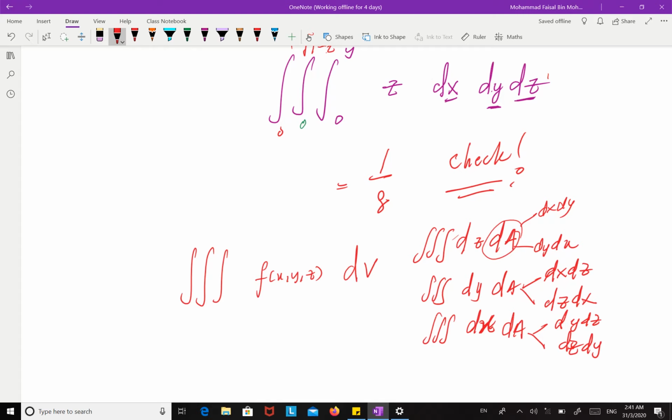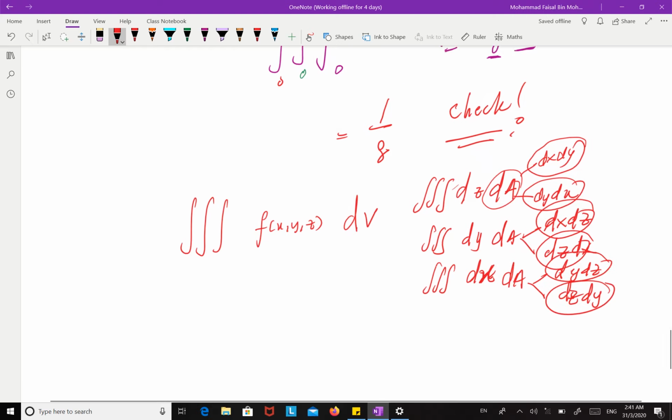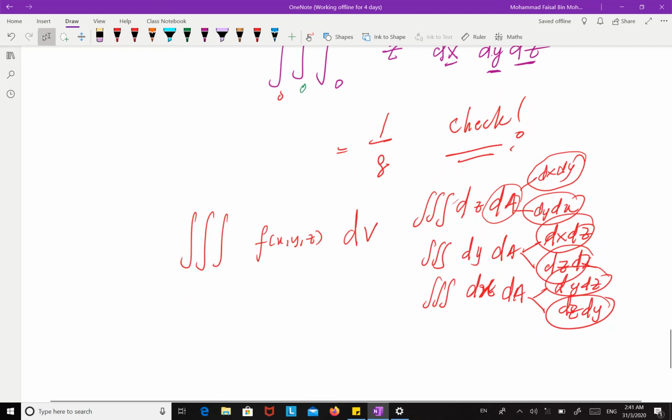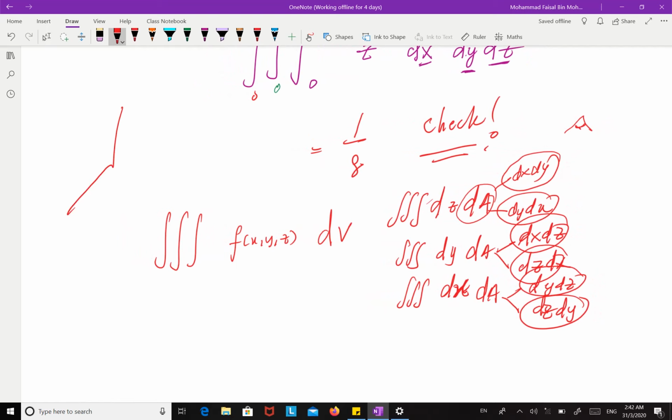So it is better to sketch this first. It's up to you whether you want to choose type 1, type 2 or type 3. This is dx dy, when you see the base, when you put your eyes above. For dx dz, try to draw if you can't see. This is z, this is y, x. So dx dz is here, somehow.